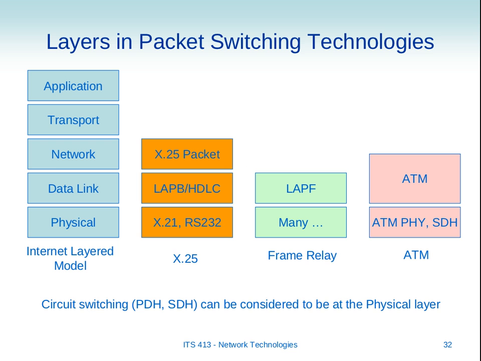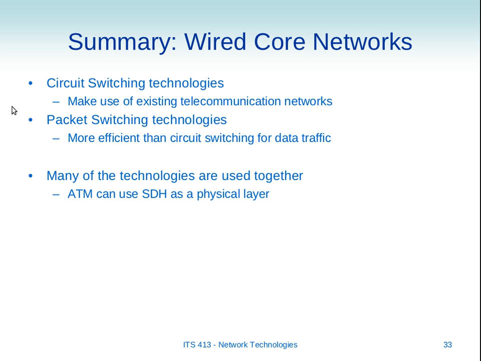Nowadays, mostly, even if we have these networks here, we run the internet protocol on top of them. That is the network layer, IP, in most cases. So, a quick coverage of selected core network technologies. We use existing telecom networks, circuit switching, that is the telephone-based network, using PDH and SDH, and packet switching technologies as well, which are more suited for sending data traffic, because data traffic varies over time usually, and therefore packet switching can handle that better than circuit switching. And in fact, many of the technologies can be used together. For example, ATM uses SDH as a physical layer.